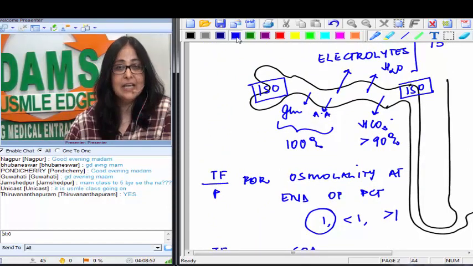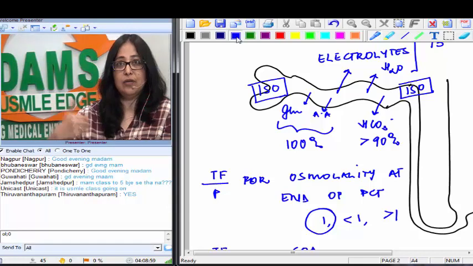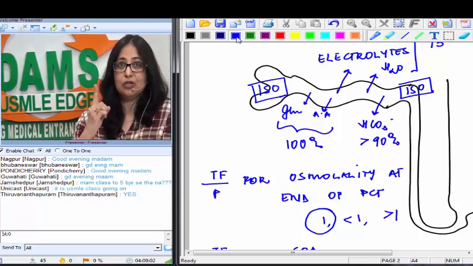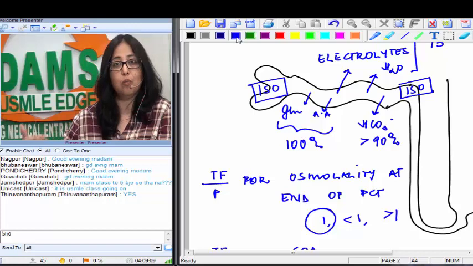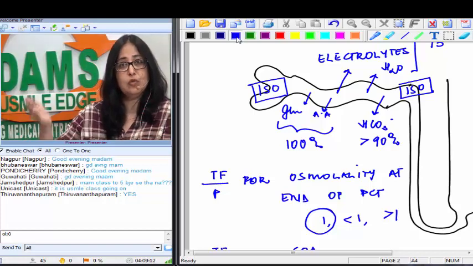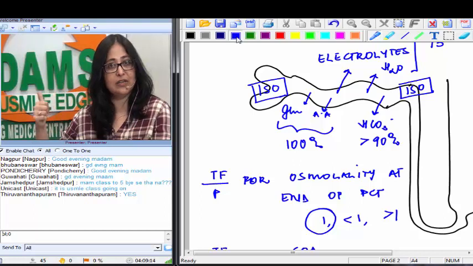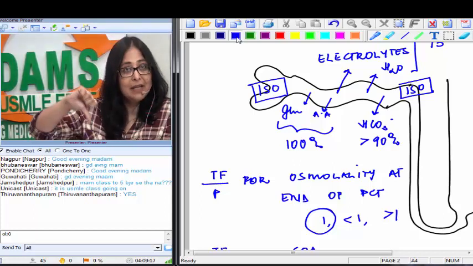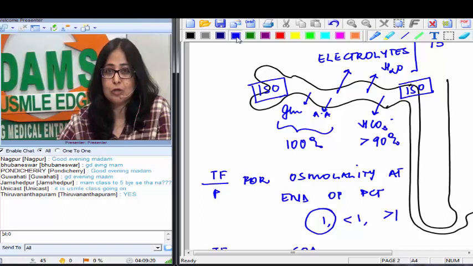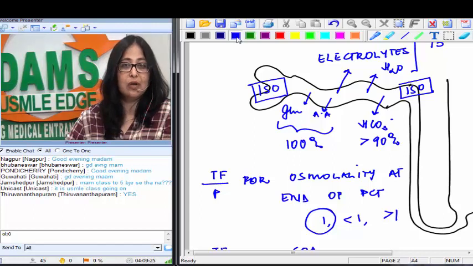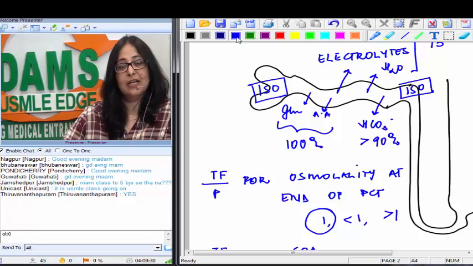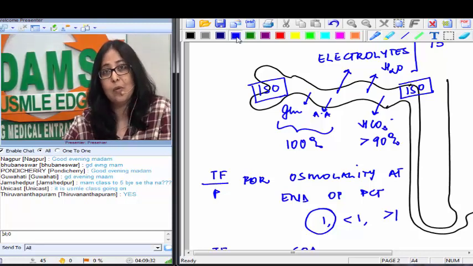Again, to repeat, if the solute and water are reabsorbed to the same extent, TF by P ratio is 1. If the absorption of the solute is more than the absorption of water, tubular fluid concentration will decrease, plasma concentration will increase, TF by P ratio will become less than 1. If the absorption of the solute is less than the absorption of water, the tubular fluid concentration will now increase, plasma concentration will decrease, so tubular fluid by plasma ratio will be more than 1, right?